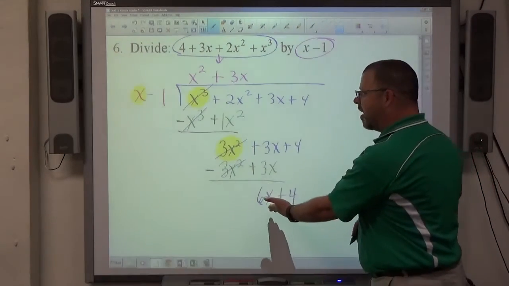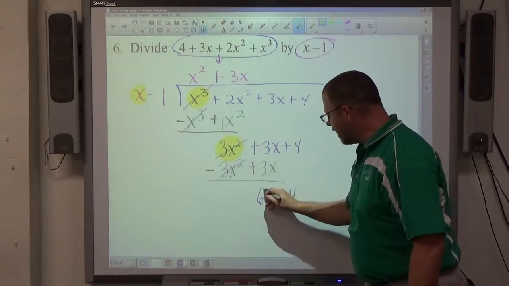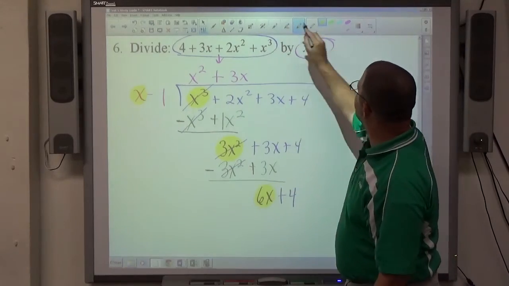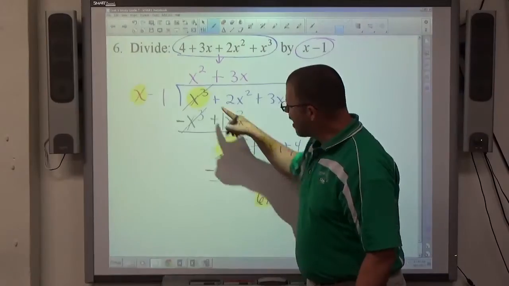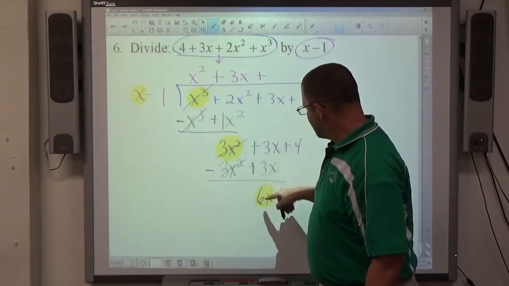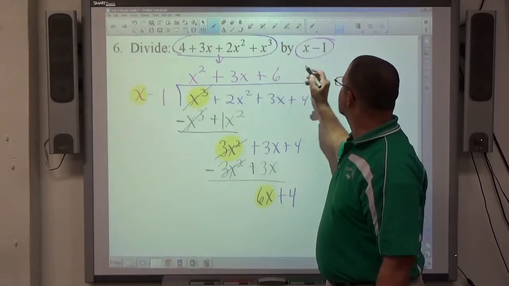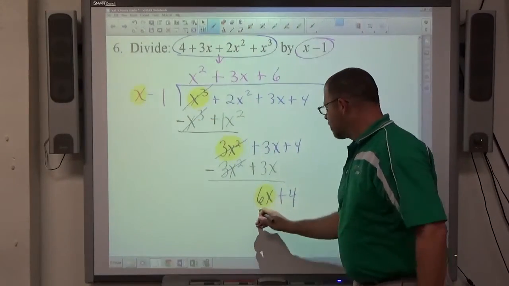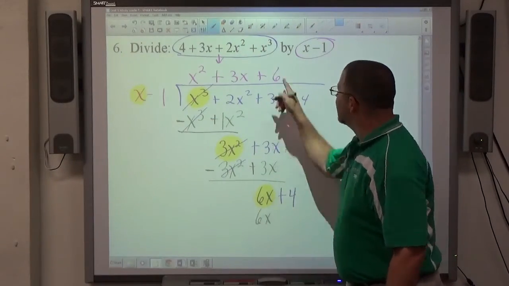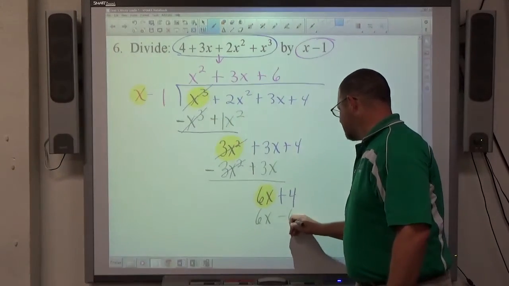As long as we continue to have x down here, we got to keep on dividing. So first term inside divided by first term outside. 6x divided by x. Positive divided by positive makes a positive. 6x divided by x just makes 6. We take answer times divisor, both pieces. So 6 times x is 6x. 6 times minus 1 is minus 6.